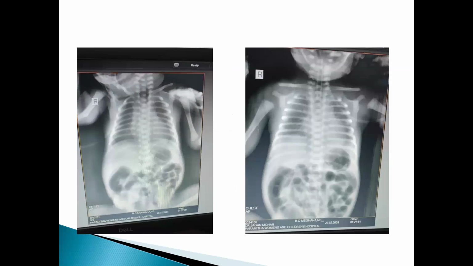This is the picture of the baby at the time of admission, before administering surfactant, showing de-recruitment of the lungs. And this is after giving the surfactant and keeping the baby on the ventilator with SIMV plus volume guarantee mode. There is an adequate expansion of the lungs in this second X-ray, with visible 7 to 8 posterior rib spaces.